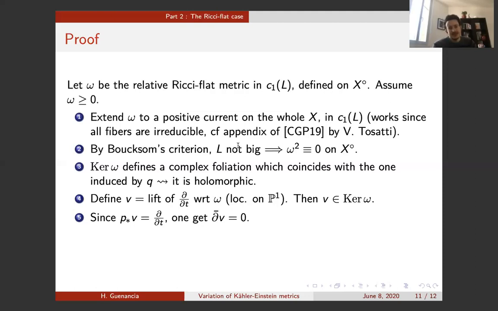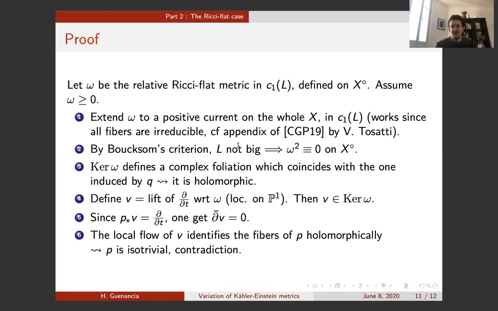At this point, what did we get? We assumed that omega was semi-positive on X naught. We extended it to the whole X, and that enabled us to deduce that the kernel of omega was everywhere one-dimensional on X naught. And that was holomorphic, and we found a vector field that lifts d by dt and directs this foliation, and that is holomorphic. But the flow of v, by definition, moves one fiber of P to the other, right? Because it lifts d by dt. And because it's holomorphic, the local flows of v will identify general fibers of P. And that tells me that P has to be isotrivial.